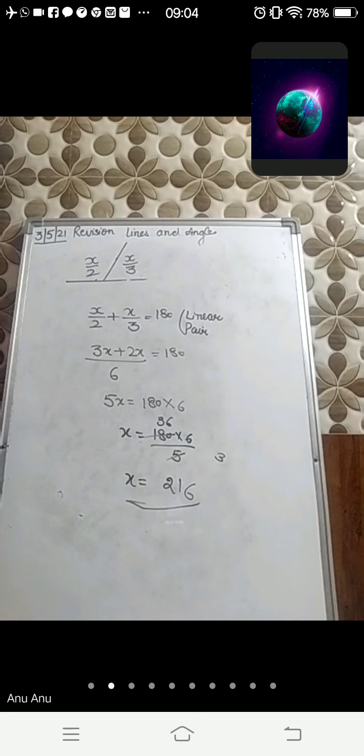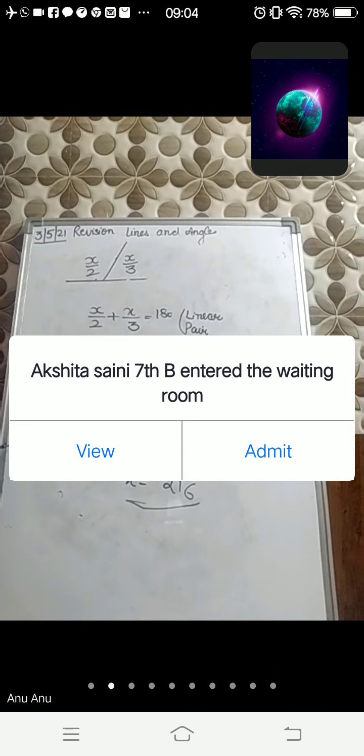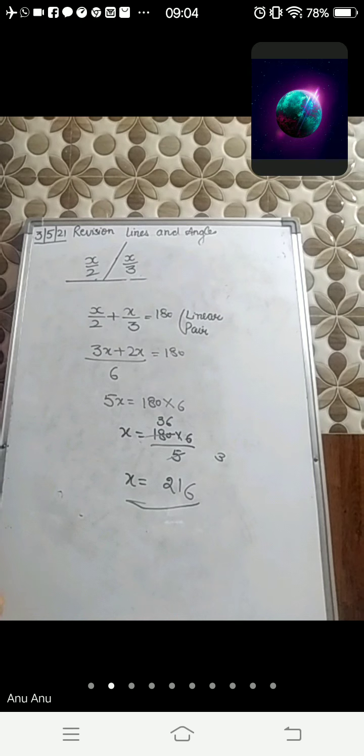Tomorrow we will start with the next exercise 6.2 and the examples. So please revise the examples of these two exercises 6.1 and 6.2. Tomorrow we will discuss the examples, then we will start with the exercise.